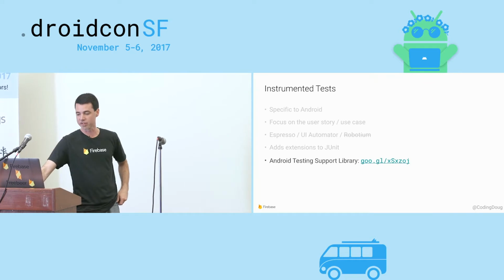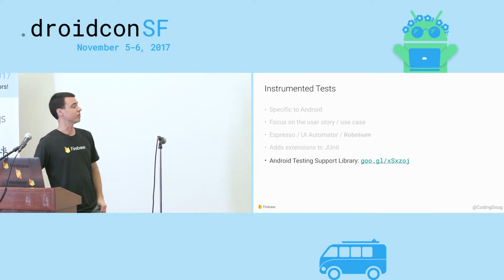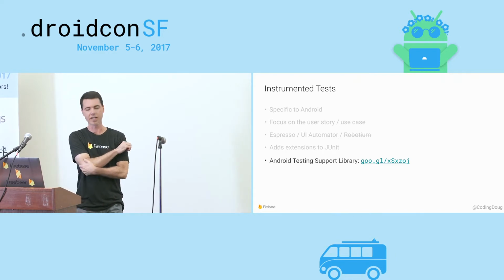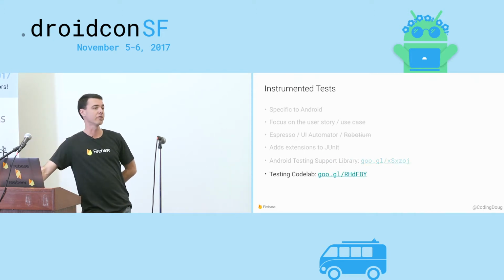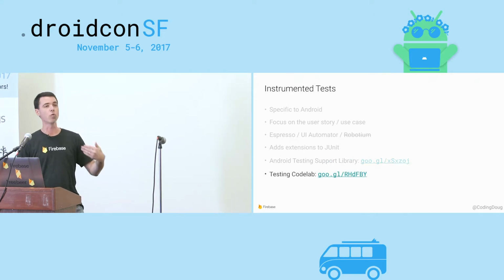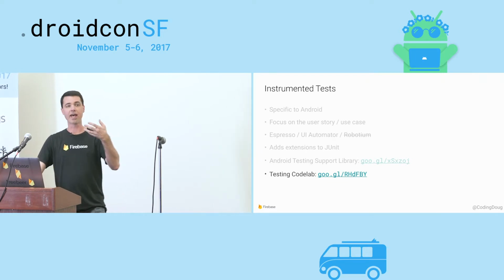And if you haven't used the Android testing support library yet, please go do that. I think they just released version 3.0.1, and it contains some rather significant performance and usability benefits. And there's a code lab as well. So if you're new to Android testing at all, I recommend doing the code lab. It'll walk you through the creation of an app and unit tests for it.